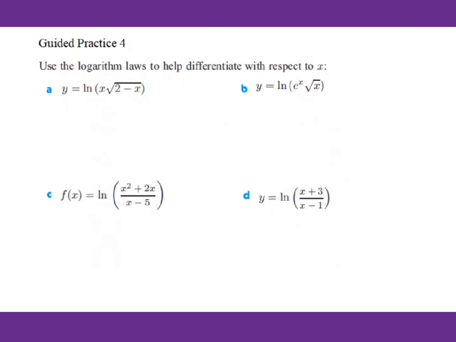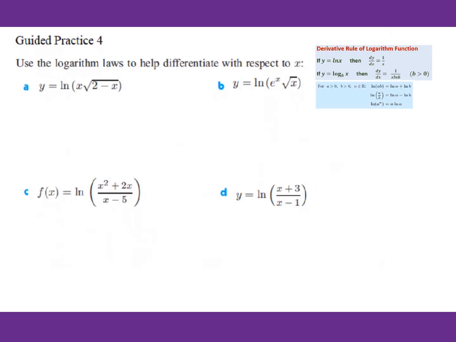Let's go to guided practice 4. Use the logarithm laws to help differentiate with respect to x. We use this expansion law of logarithm. So when this argument multiplication, I can expand by addition here. When quotient of argument, you will do the subtraction. Then if you have this n, you will drop down to the multiplication.